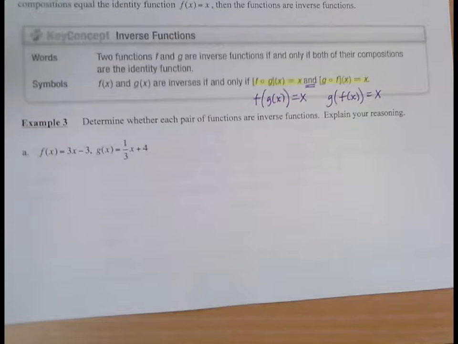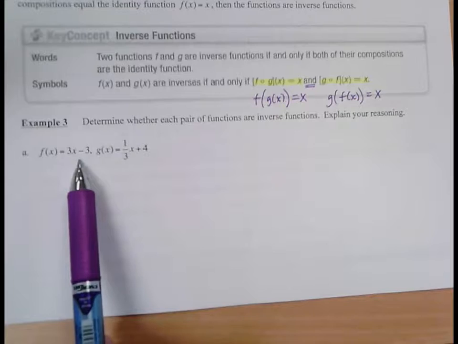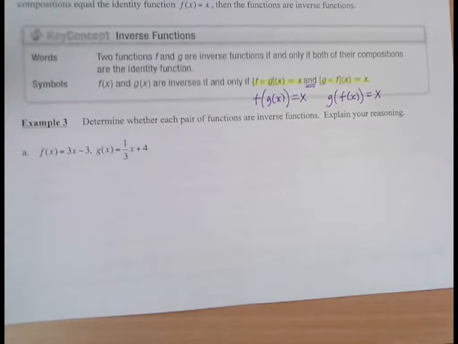There's two different pairs of functions given under example 3. So part A is on this page. We're going to go through both together. And then, like I said, I'll have you do the two problems that were on your assignment that you didn't have to do last night. So it says determine if they're inverse functions and then explain your reasoning. So we have f of x is 3x minus 3. g of x is 1/3 x plus 4.